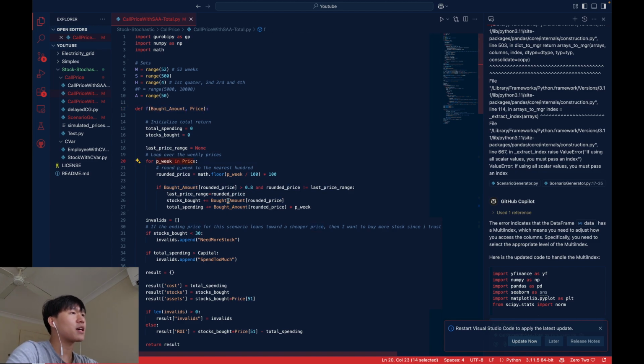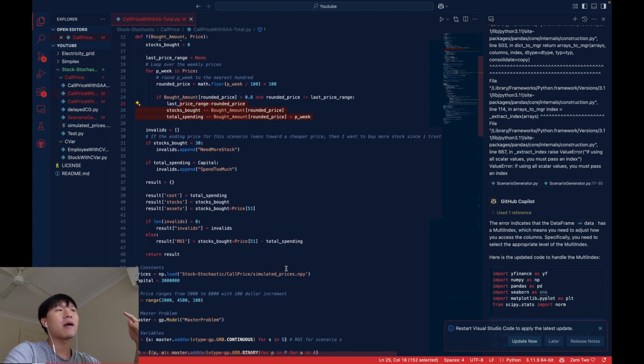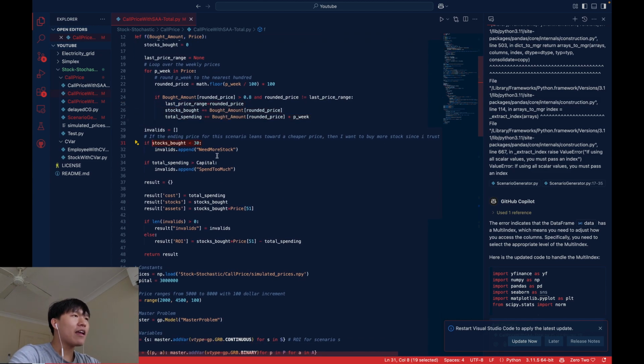Here is the A, here is price. I'm looping over the price, and I'm just deciding whether or not we're going to be buying that stock based on this price. And then if the number of stock we bought at the end doesn't hit 30, then I'm going to say we need more stock. If our total spending is over our capital, then I'm going to say we're buying too much.